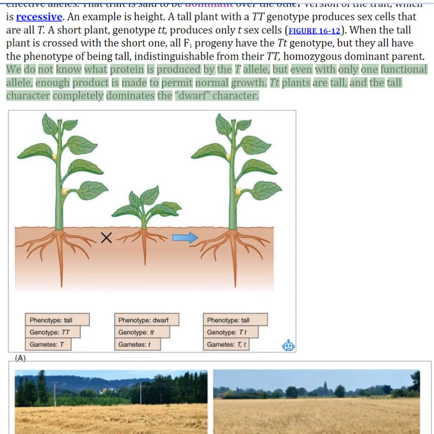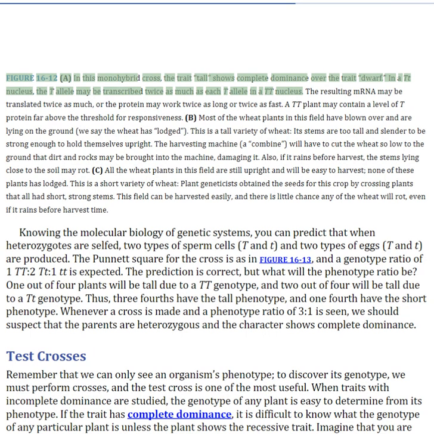We do not know what protein is produced by the T allele, but even with only one functional allele, enough product is made to permit normal growth. Tt plants are tall, and the tall character completely dominates the dwarf character. Figure 16:12. In this monohybrid cross, the trait tall shows complete dominance over the trait dwarf.